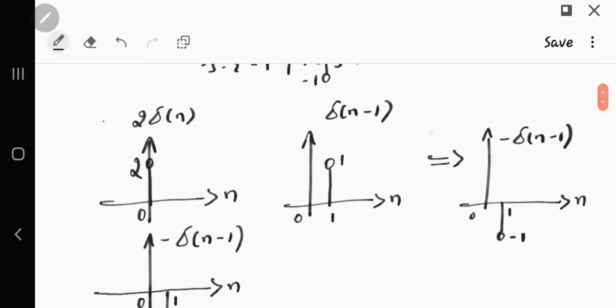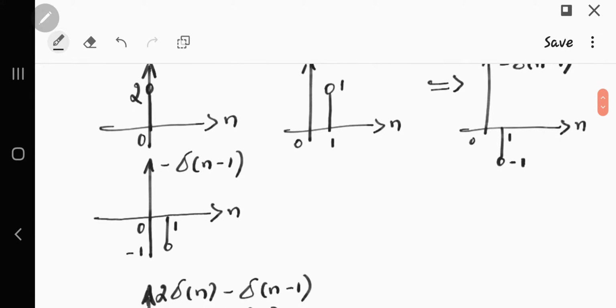Now to plot minus delta n minus 1, which is the signal that is required, first I have plotted delta n minus 1, so it is time shifted towards the right by one, with an amplitude 1. Now to get minus delta n minus 1, we have to multiply the entire signal by minus. So the amplitude of +1 will become -1.